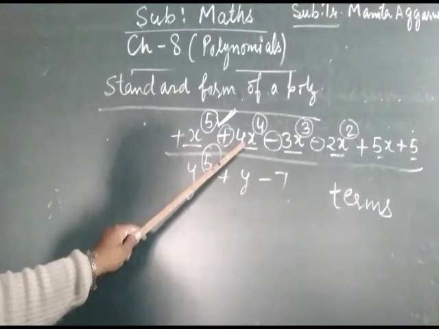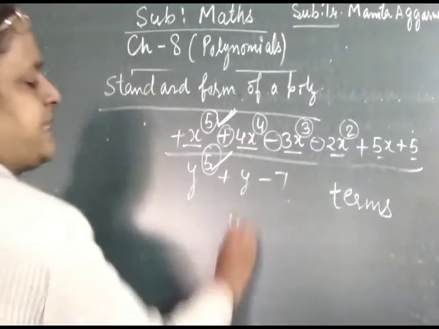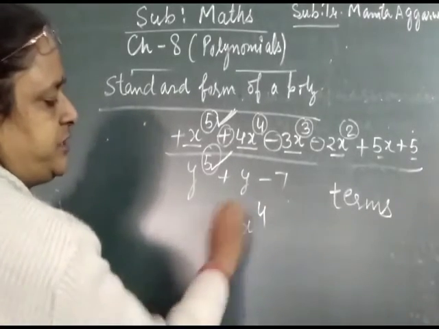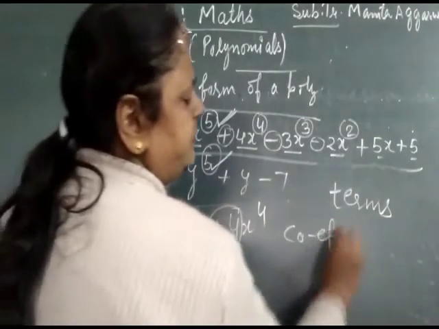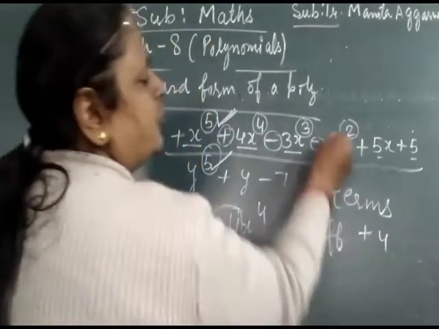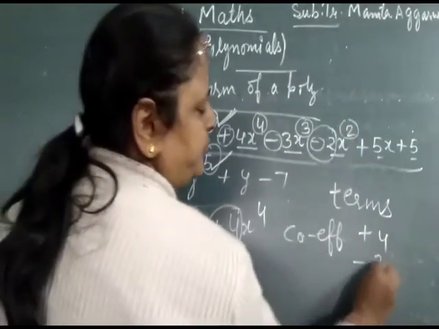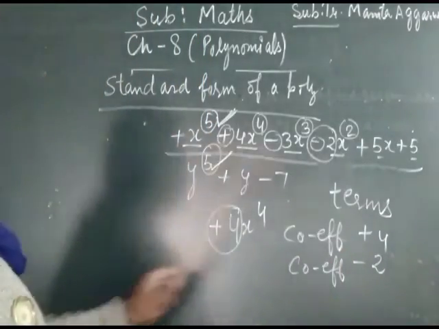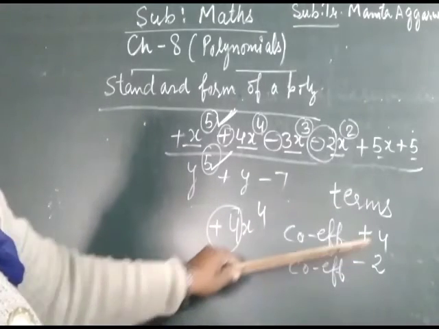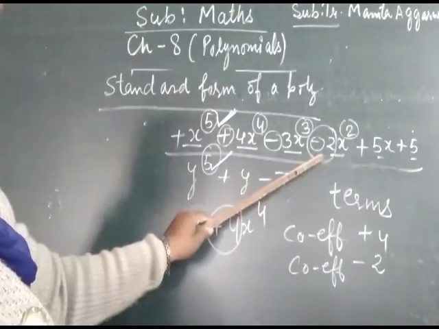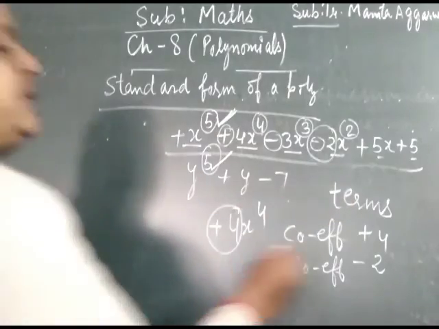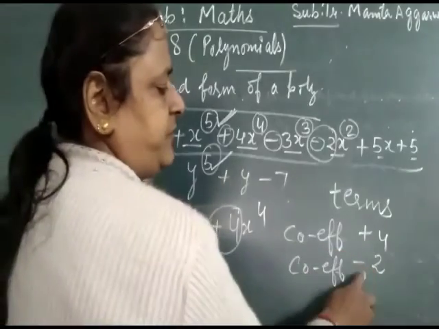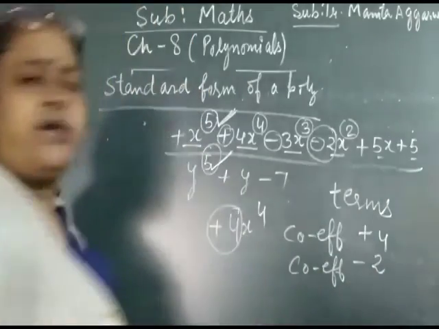Suppose we are writing the coefficient of 4x power 4. So we will write here plus 4 is the coefficient. Coefficient is plus 4. And here the coefficient is minus 2. So these are the terms with different coefficients. Sometimes you will get a question to write down the coefficient. So you will write it with the sign also. If the positive sign is here, you will write the positive sign, and if the negative sign is here, you will write the negative sign.